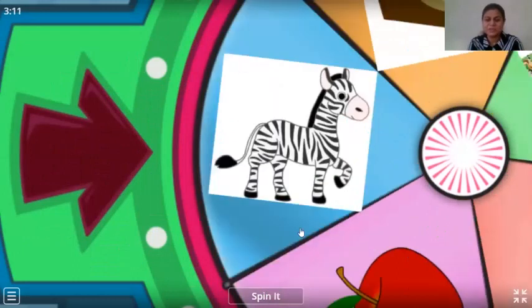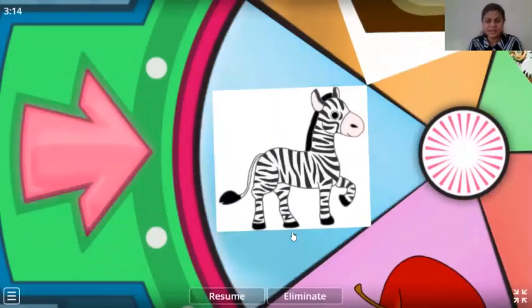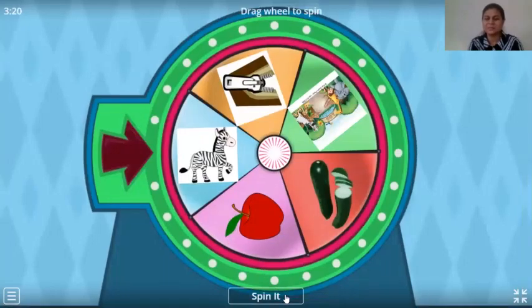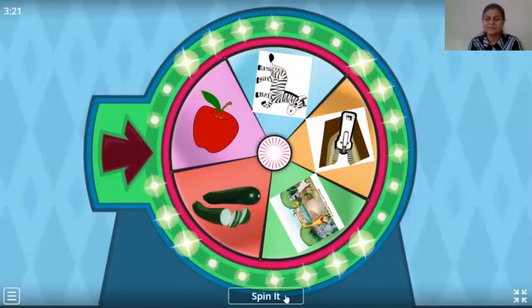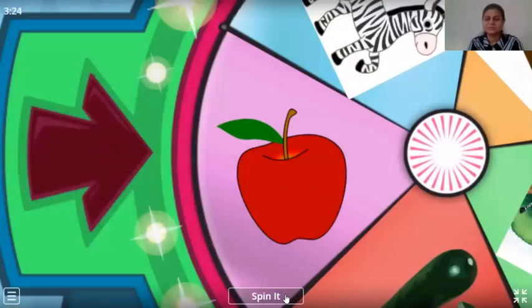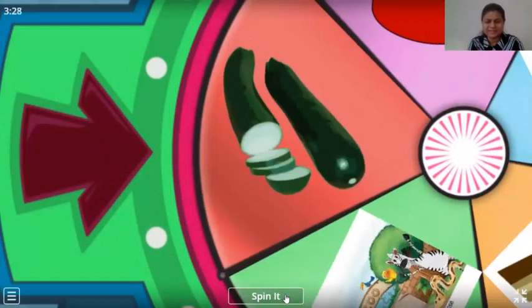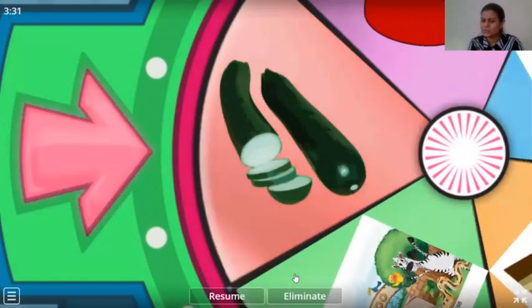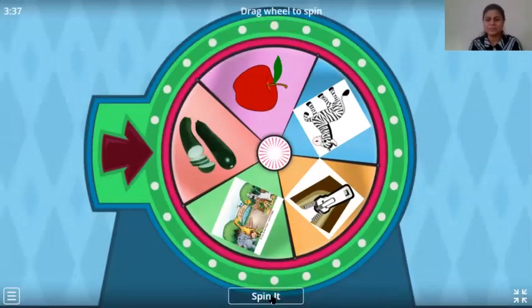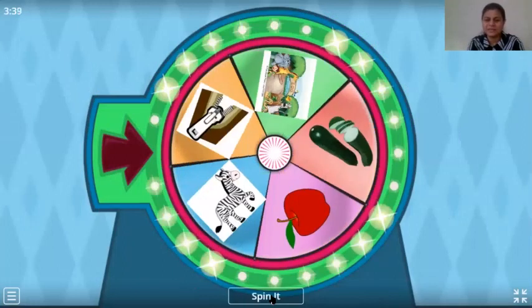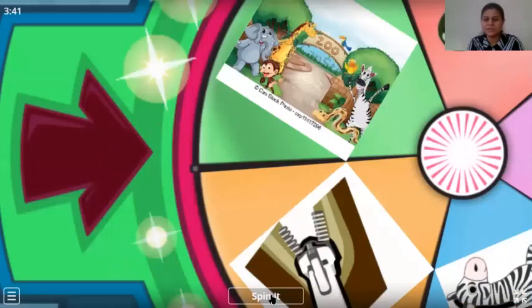Again, it's the picture of zebra, which is a letter Z picture, so let's spin. Again, zucchini. Yes, we need to resume, correct, as it is a Z picture. Let's give it a good spin.